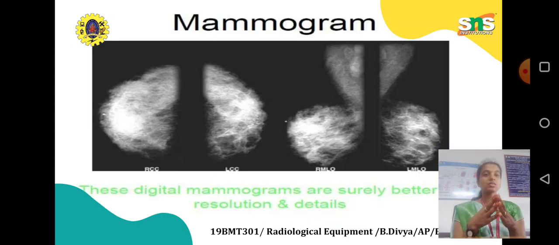Next, you can see these mammographic pictures. From the image we can see that it is slightly blurred, but the original image will not be so. The images will be very clear and the resolution will also be high. These are the mammographic images we get from the computer.